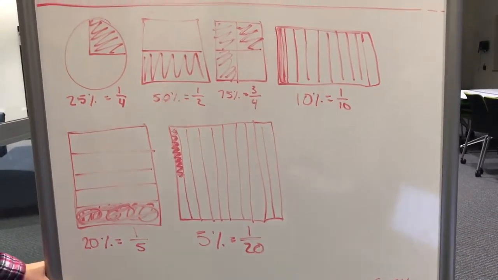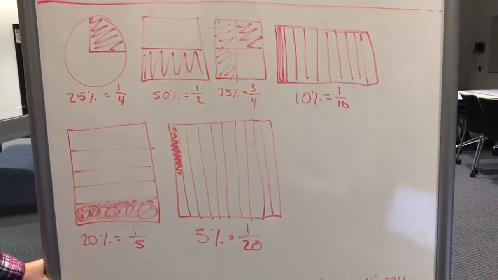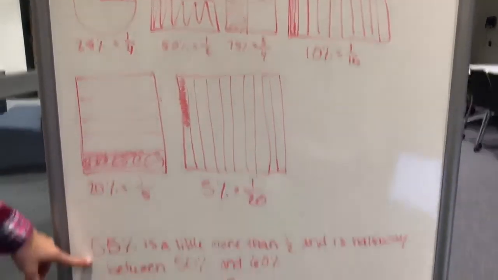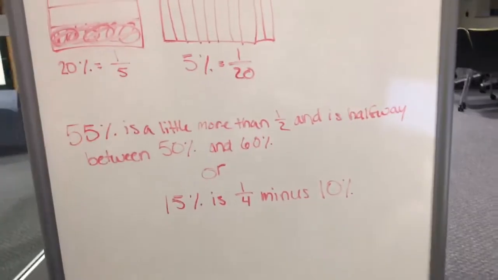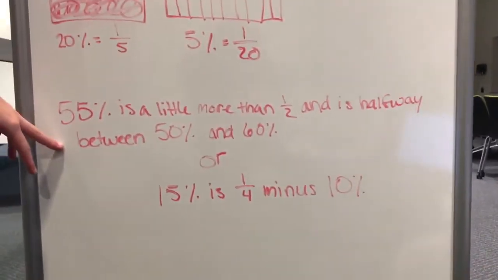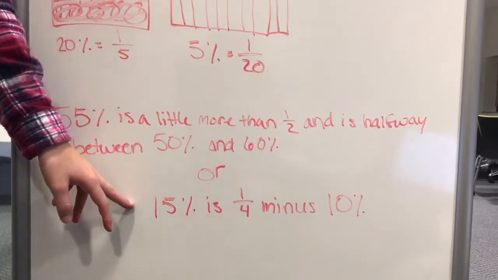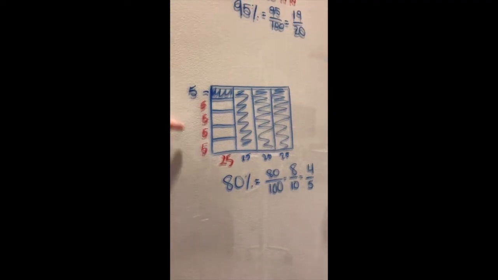If you know these common percents and fractions, you can easily extend them to nearby percentages and fractions. As we can see below, 55% is a little more than 1/2 and is halfway between 50% and 60%, or 15% is 1/4 minus 10%. Let's look at this next drawing.